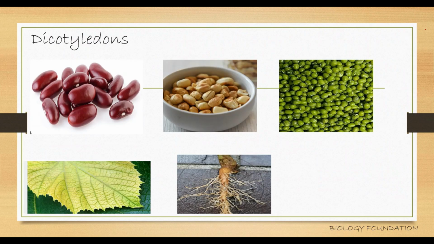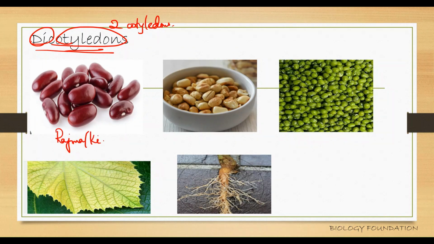As the name suggests, dicotyledons are the plants which have di, meaning two, cotyledons. Here you have rajma or kidney bean, and this is groundnut, and this is your green gram. You can take even green gram. Take a cup of water, add green gram, soak it for 24 hours. Remove the green peel, and you can see that there are two cotyledons.